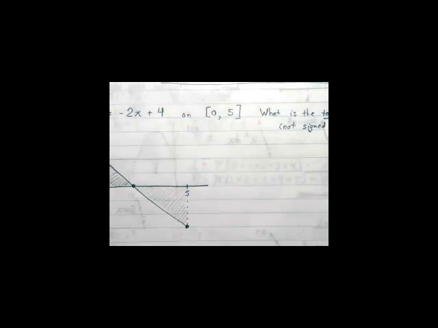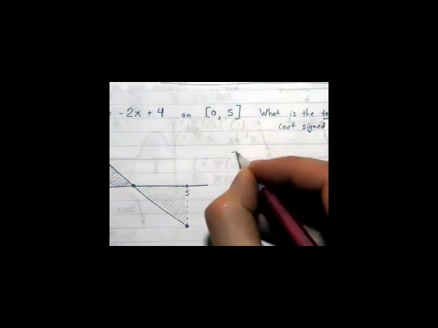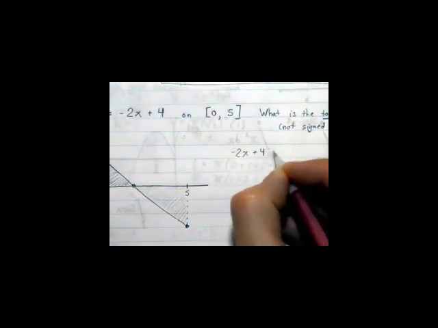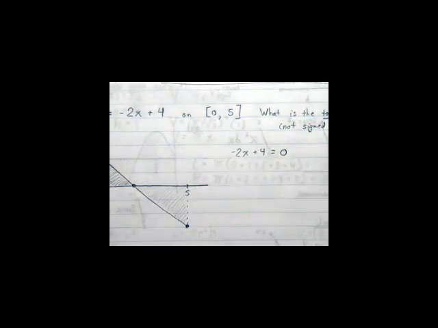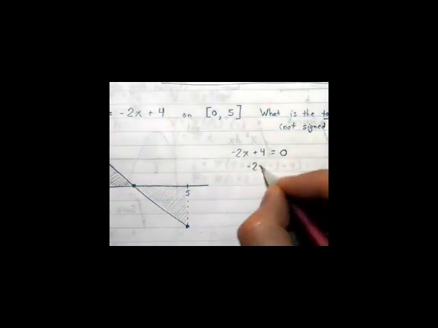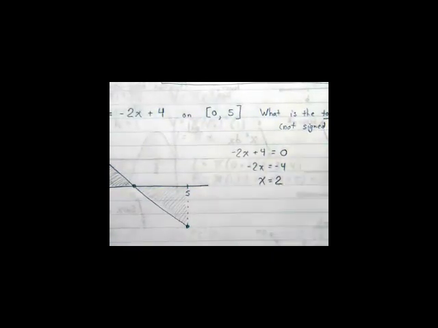The function is negative 2x plus 4. Yeah, we're looking for a 0 essentially, right? So negative 2x plus 4 equal to 0. Alright, so negative 2x equals negative 4, so x needs to be 2. So we know this intercept happens at 2.